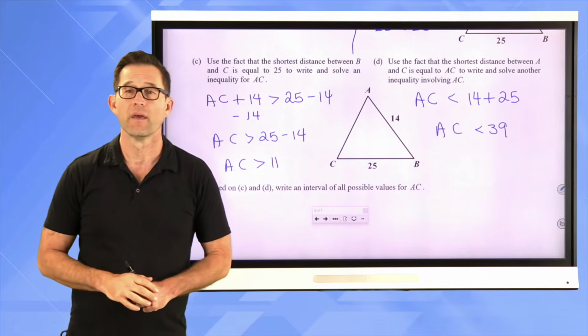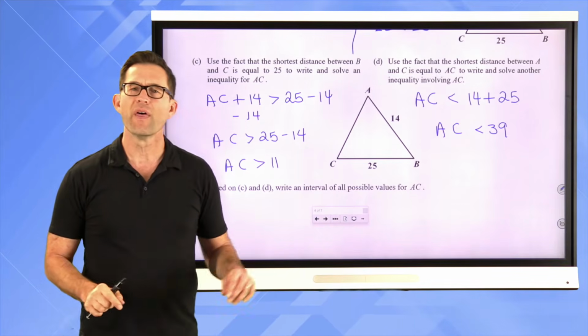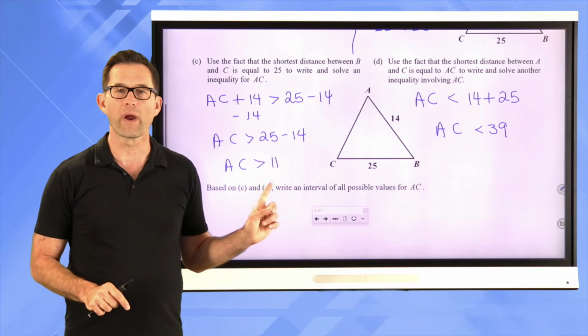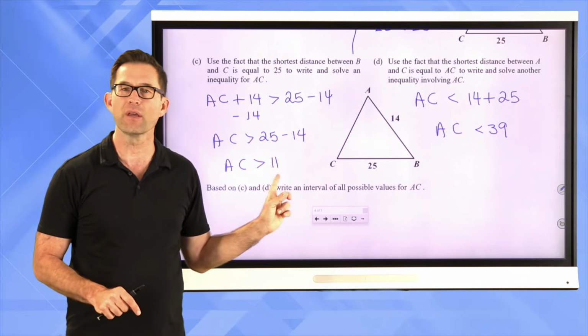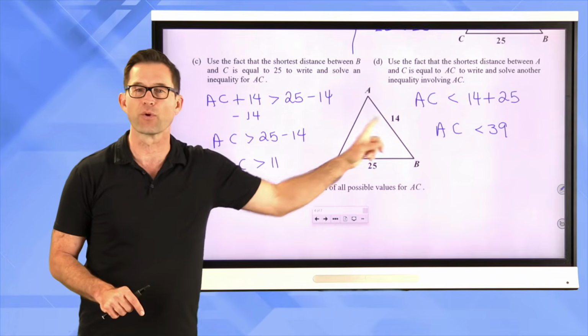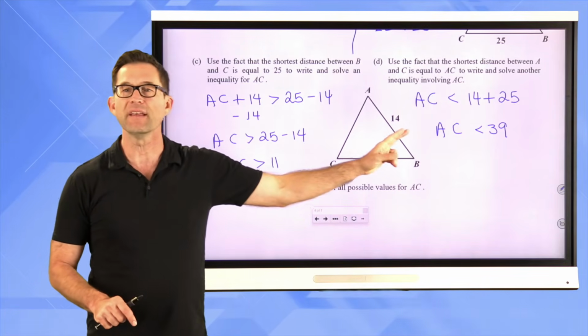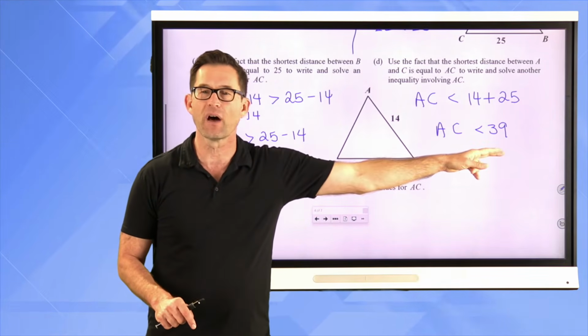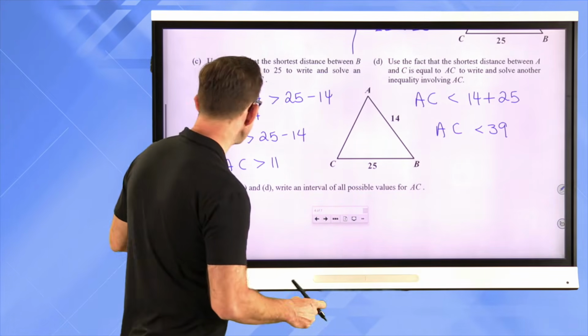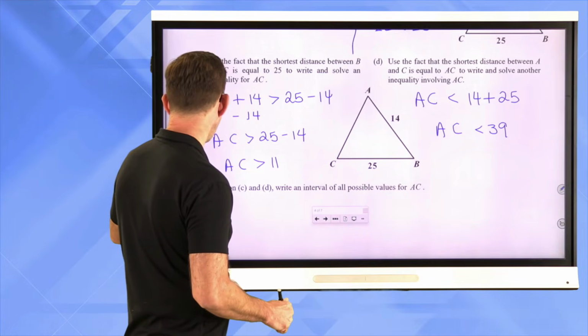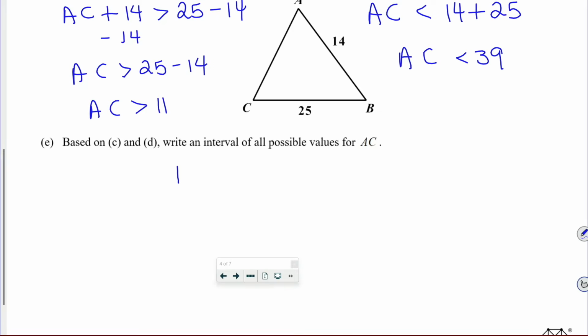All right? Now, notice that on the lower end, AC must be greater than the difference between the two side lengths we know. It's got to be greater than 25 minus 14. It's got to be greater than 11. And AC must be less than, on the upper side, the sum of those two sides. All right, based on C and D, write an interval of all possible values. Well, we can now write it like this. AC must be greater than 11 and less than 39.